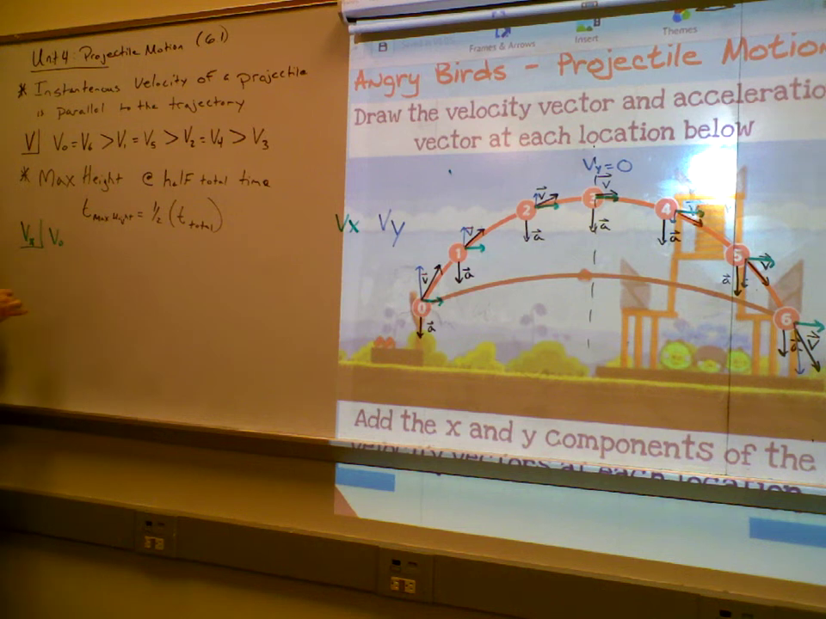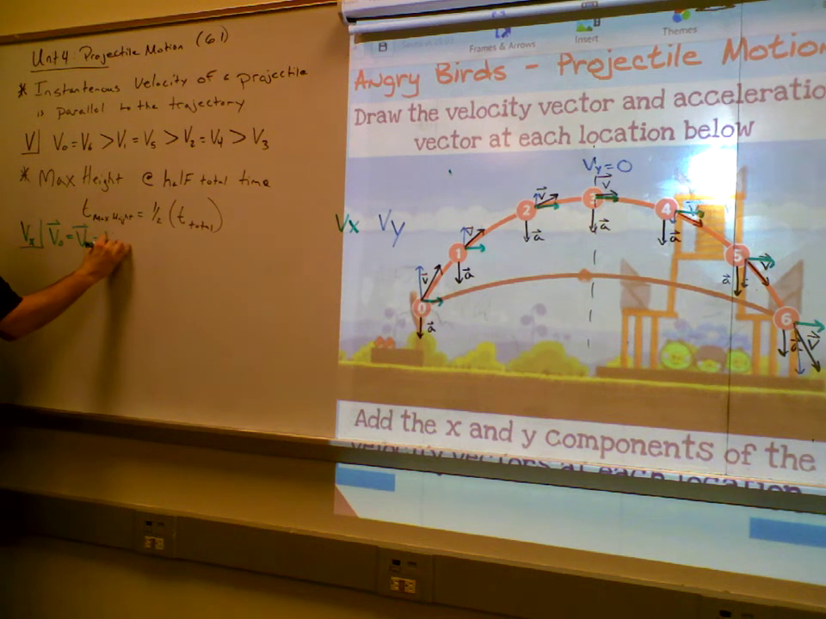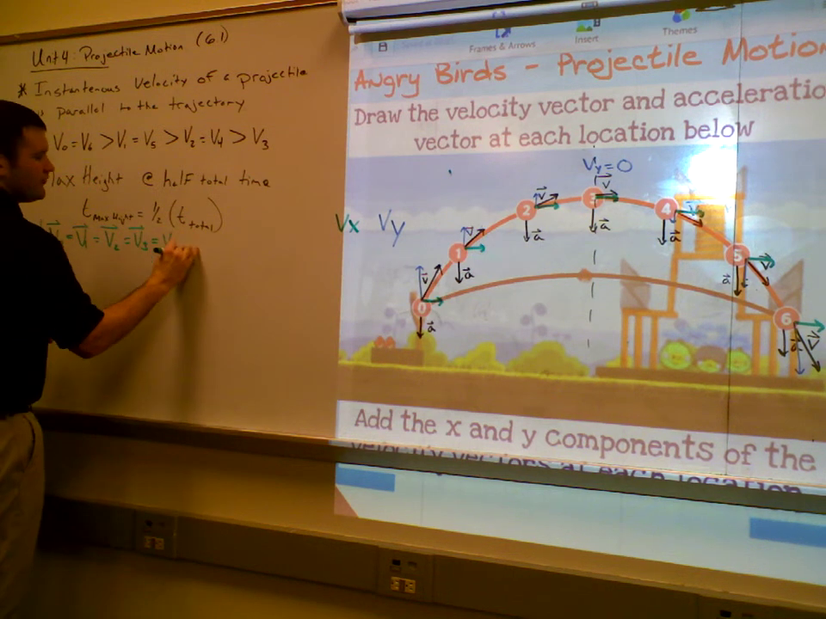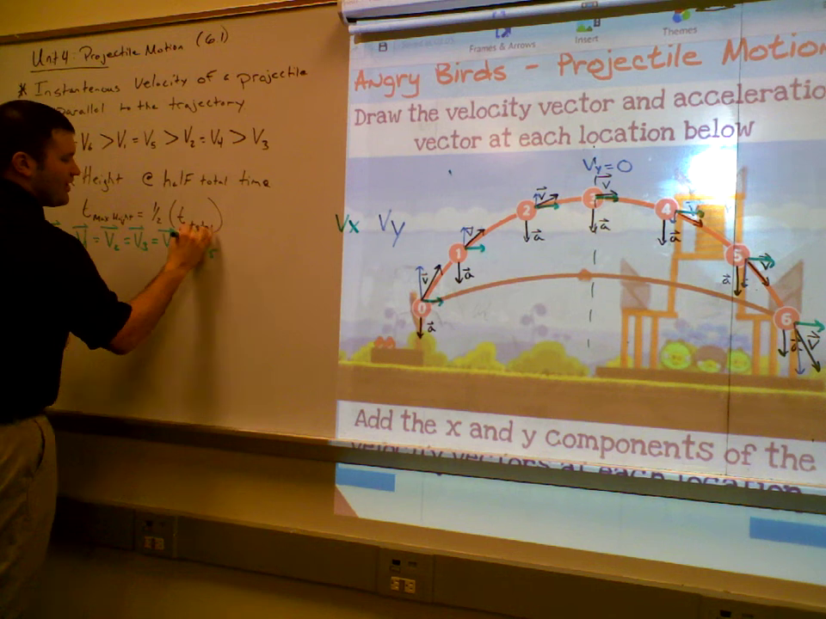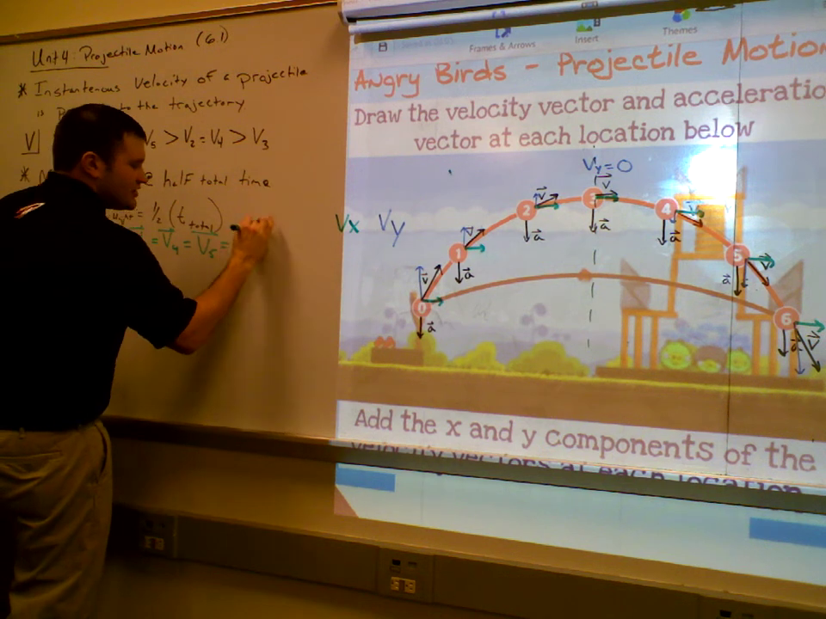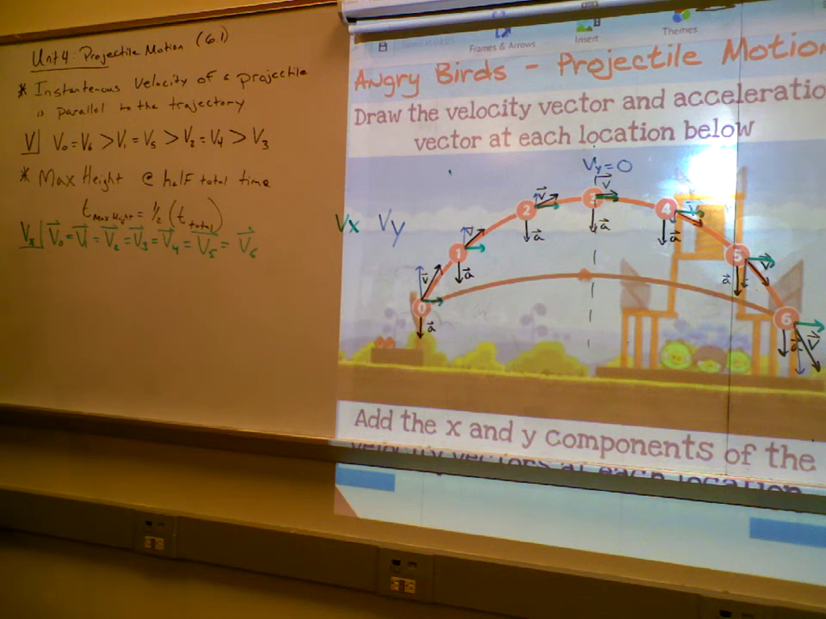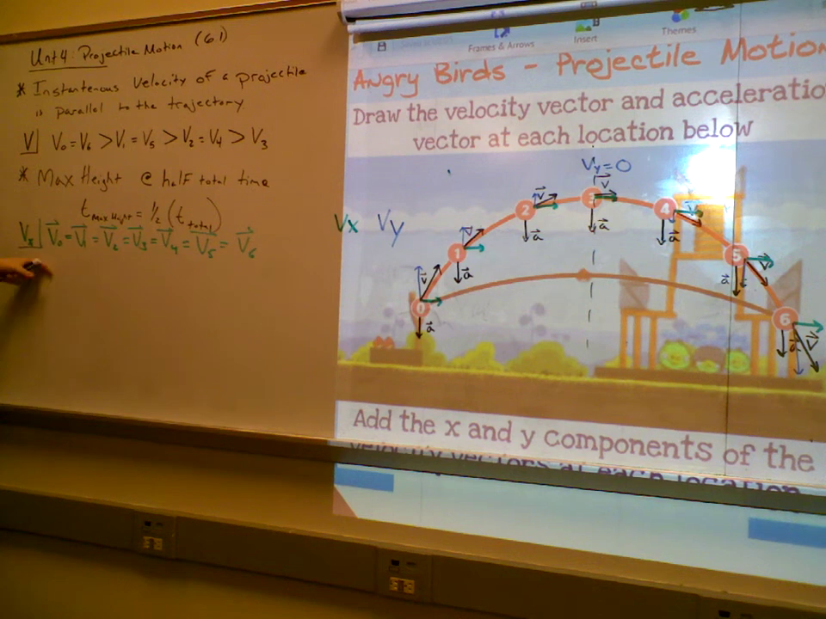So we know in the x direction, V0 equals V1 equals V2 equals V3, which equals V4, which equals V5, which equals V6, which equals V7, if we kept going, which equals V8. Well, we might hit the ground by the time we get to V8. Okay. Any questions about velocity in the x direction? Just make a joke. I did.